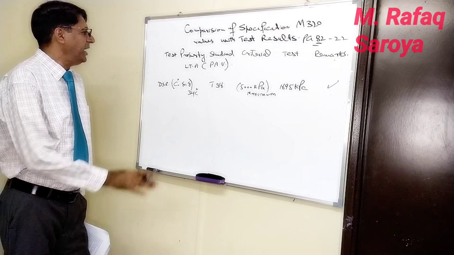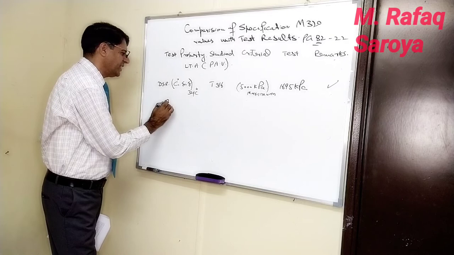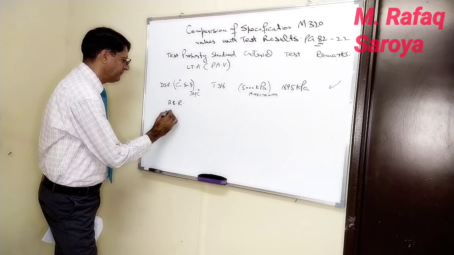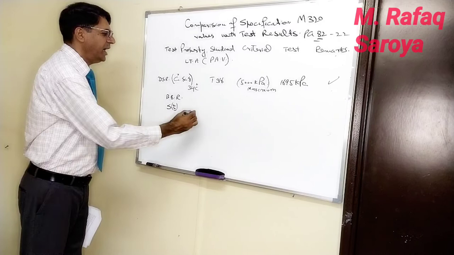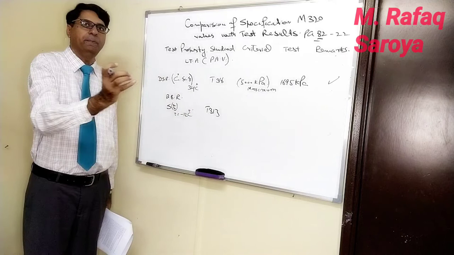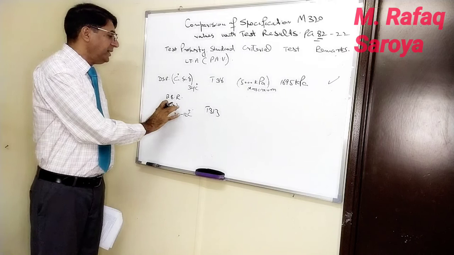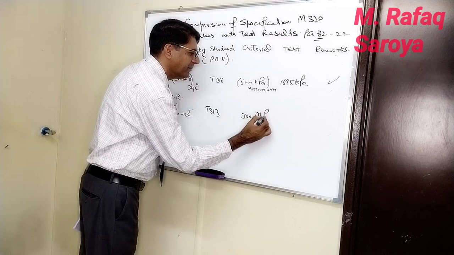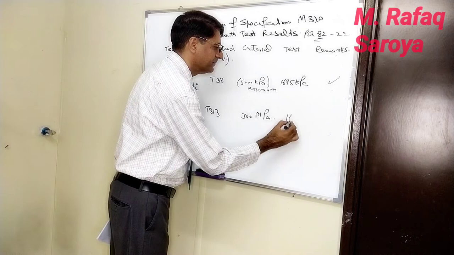Next, we have to go to the BBR, bending beam rheometer test. Here we have to study some properties: stiffness, AASHTO T313 method, and here the temperature is minus 12 Celsius. This physical property is studied at the lower temperature. The stiffness value should be a maximum of 300 MPa, megapascal, but my value is coming 161. I am far below this value. It means my material is going to show good behavior.